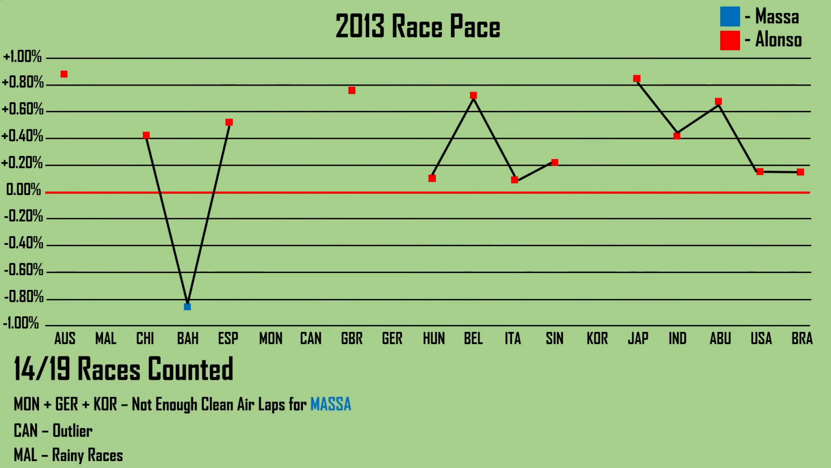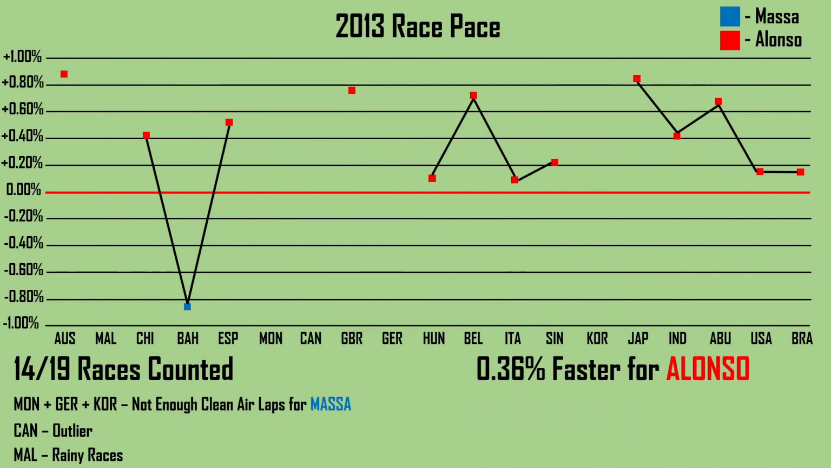There were 14 out of 19 races counted overall, with Monaco, Germany and Korea all being excluded for Felipe Massa not having enough clean air laps to analyse. Canada was also excluded because it was an outlier race overall, and then Malaysia was excluded because it was a rainy race.